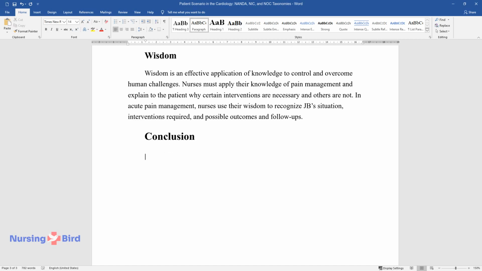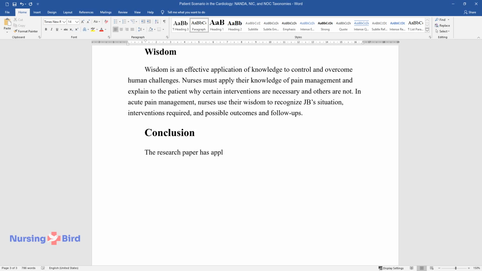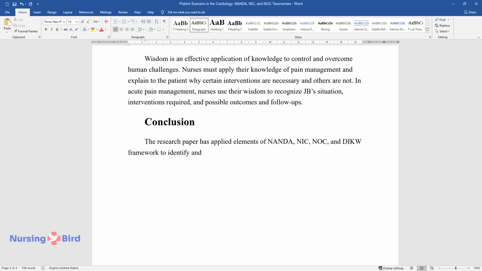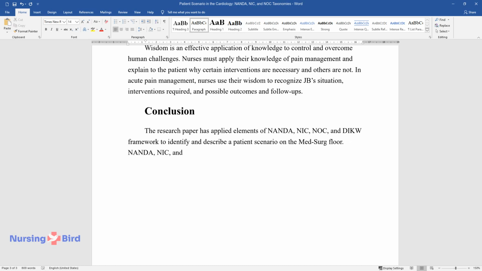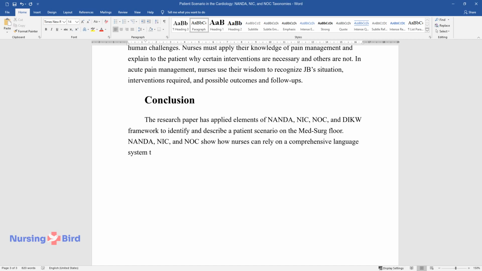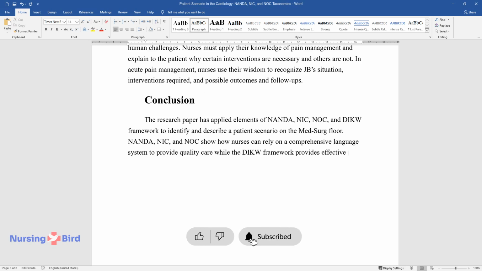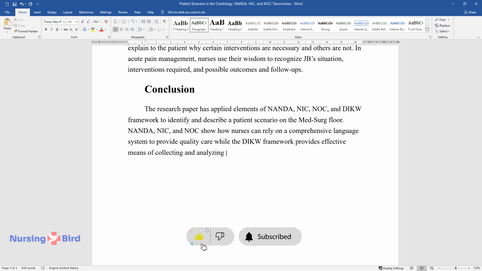Conclusion. The research paper has applied elements of NANDA, NIC, NOC, and the DIKW framework to identify and describe a patient scenario on the Med-Surg floor. NANDA, NIC, and NOC show how nurses can rely on a comprehensive language system to provide quality care, while the DIKW framework provides effective means of collecting and analyzing data to enhance interventions and patient outcomes.